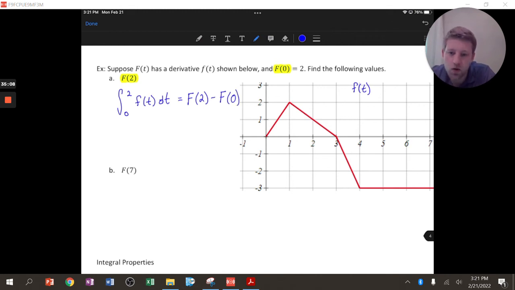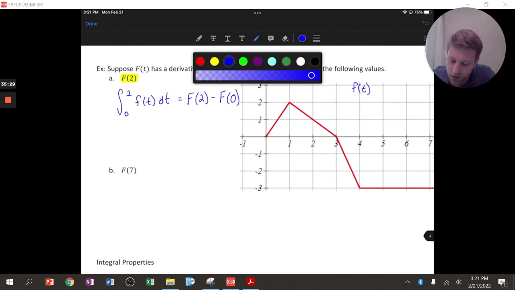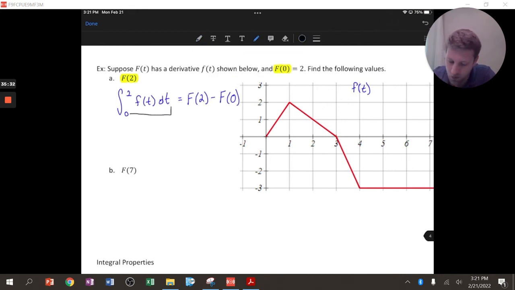So this gives us a way to relate this capital F of 0 to capital F of 2 in an equation using our integral. So let's take a look and see what we know so far. I know certainly capital F of 0 is 2, and I can also find out what the integral is from 0 to 2. I know I can find that with the area underneath the curve from 0 to 2. So let's take a look at that.